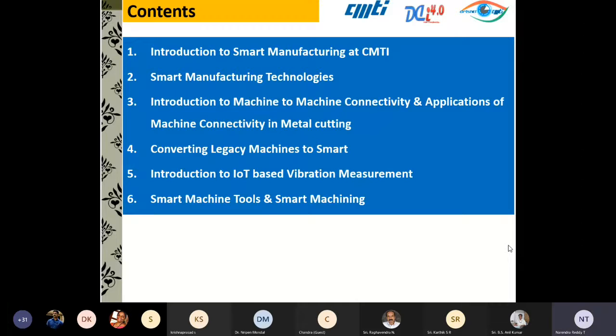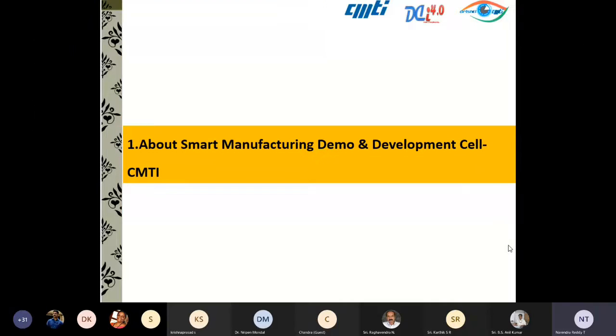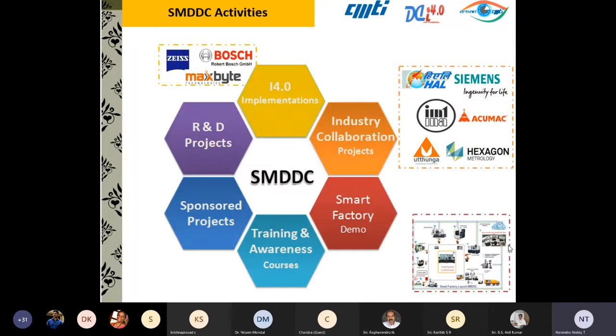With that, I'll be starting my presentation. As I said, we have a center called Smart Manufacturing Demonstration and Development Cell at CMTI. It is a part of the Department of Heavy Industry. What we do in this center, we are basically working on 6 activities.